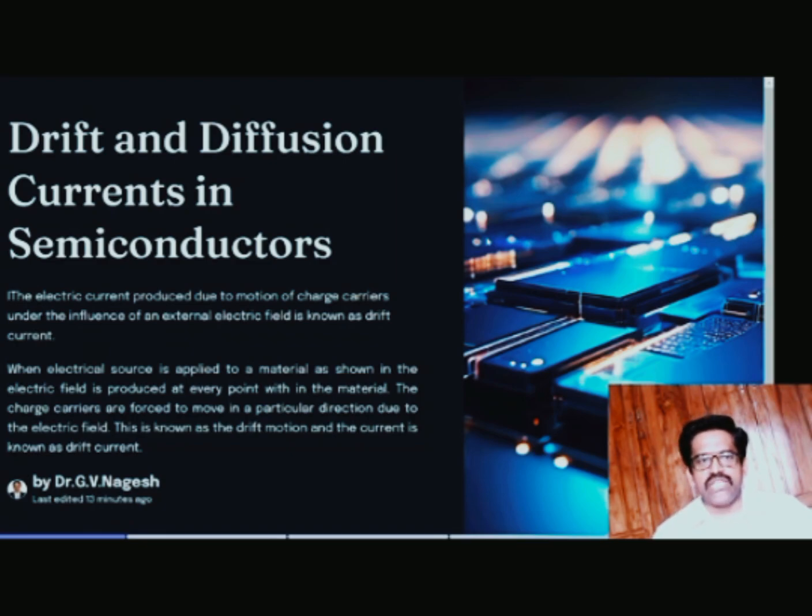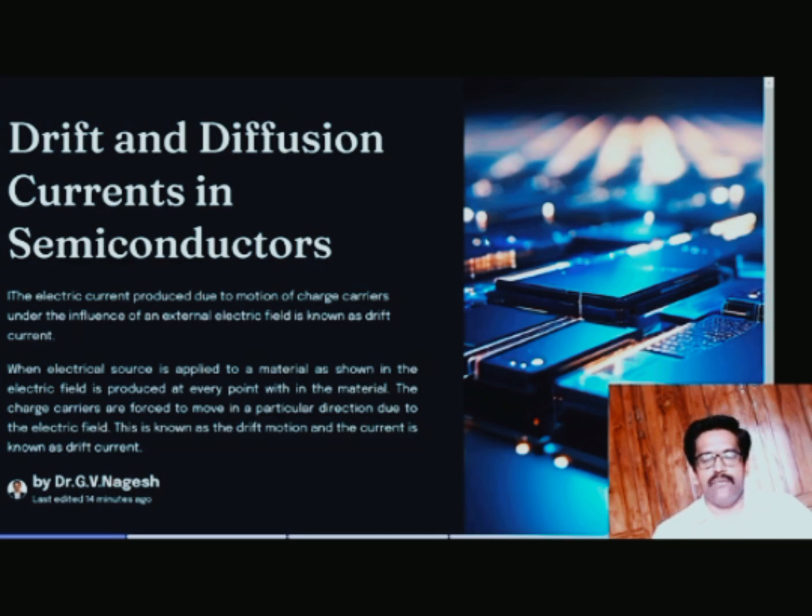Now, if an external electric field is applied to that semiconductor or metal piece, the electrons will be accelerated opposite to the applied field. The electron moves in the opposite direction to the applied field. That motion is known as the drift velocity, and the flow of electrons is known as drift current.